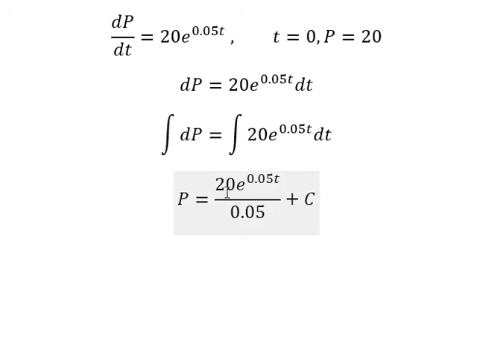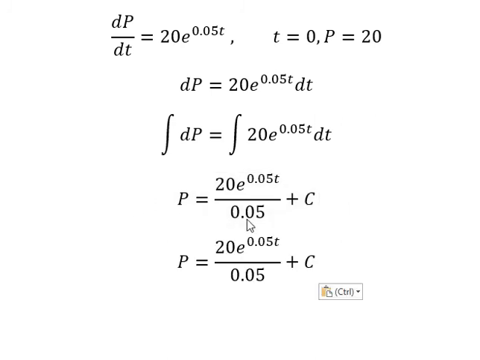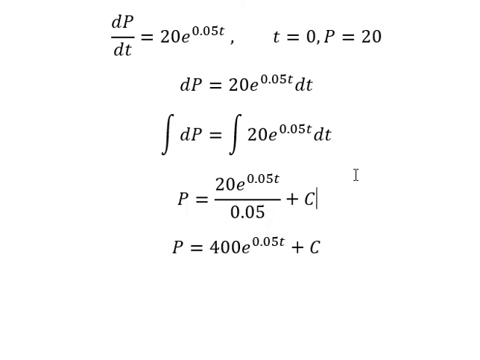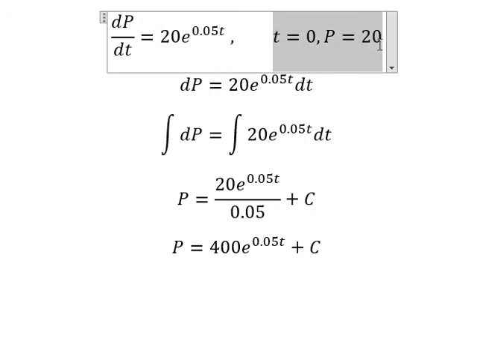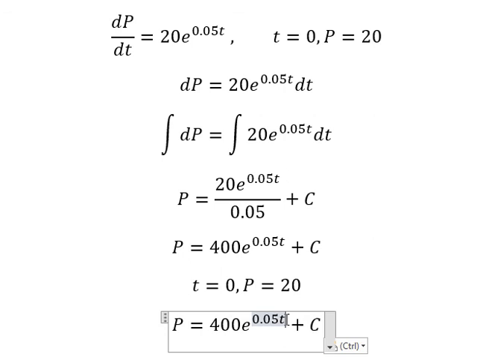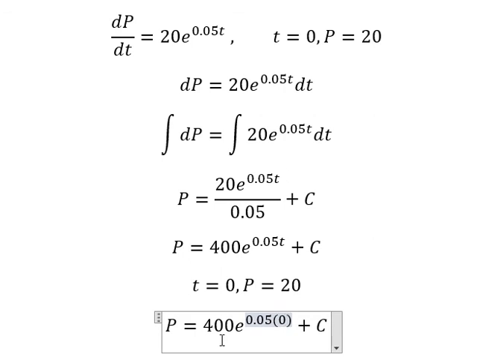And now we simplify. And we have 400. Now we have the conditions. So we put number 0 here, number 20 here to find the value of c. So this one we have number 1.